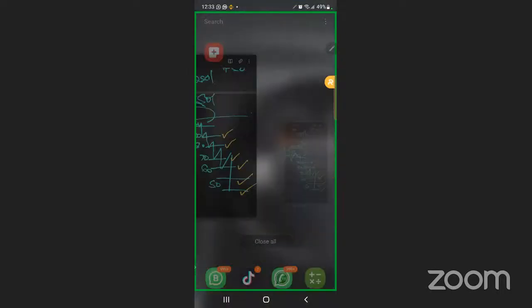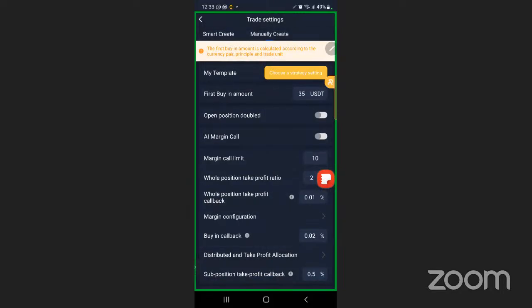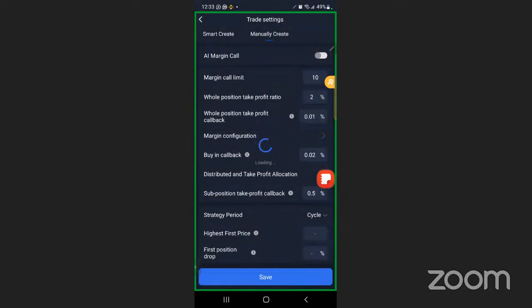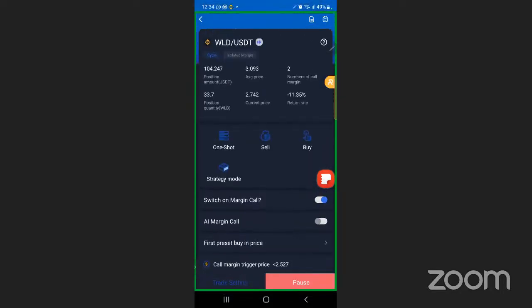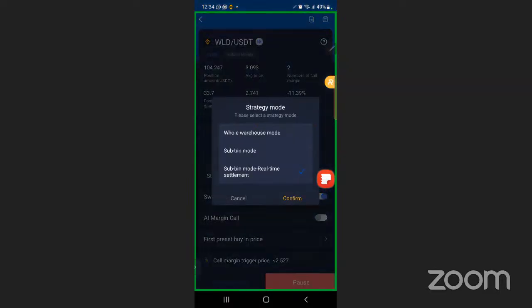Let's go to our question. We have allocated the margin calls. We have saved everything. Now we come here to the strategy mode. When we tap on strategy mode, there are two modes: Warehouse and Subbin real-time settlement. Now let's first look at Warehouse.